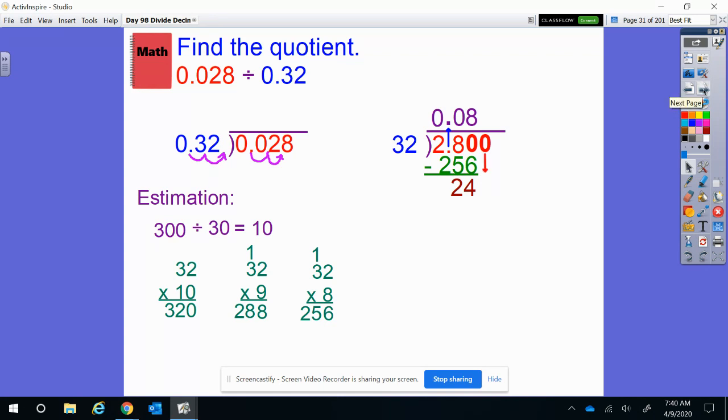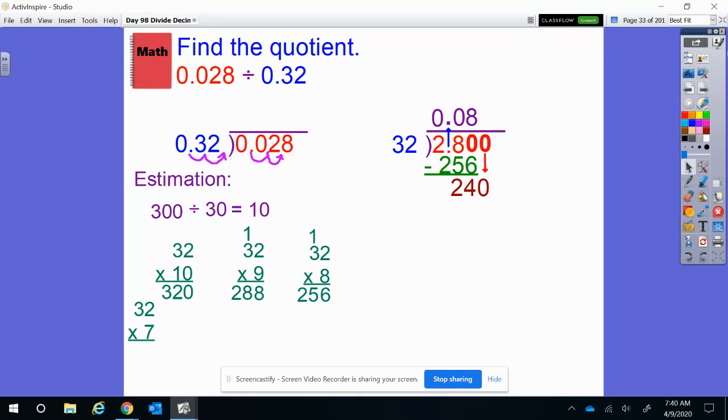So now drop that 0. 240. Now we can do the work. Well, let's look here. 240. Oh, 8 times 32 is 256. So I'm going to guess it's probably going to be 7. But we have to do the work. 7 times 32. There it is. 7 times 32 is 14, 21, 22, 224. Bingo. That works. So there's the 7. 7 times 32 is 224.